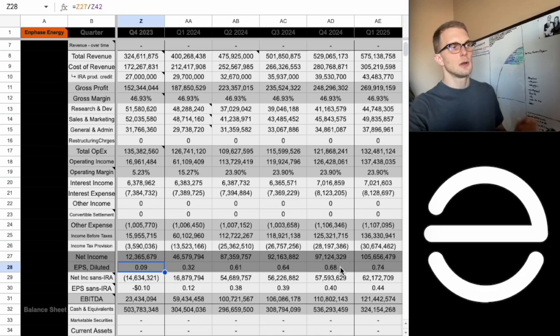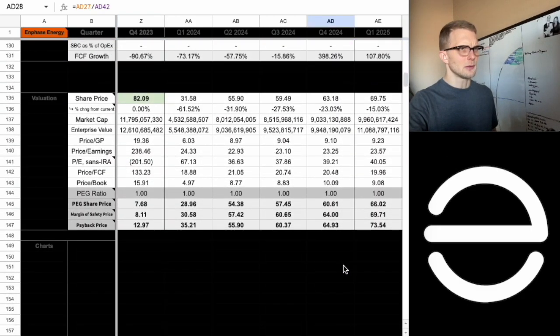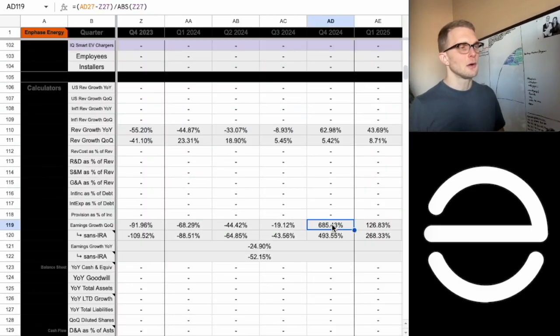That's going to be a huge percentage increase, but it's only because of 0.09's proximity to 0, if that makes sense. So it looks like it's 6x, 7x. It's not the most fair way to look at it. And as a result, I'll scroll down and show you what I mean. It's going to look like the earnings growth is up by 685%.